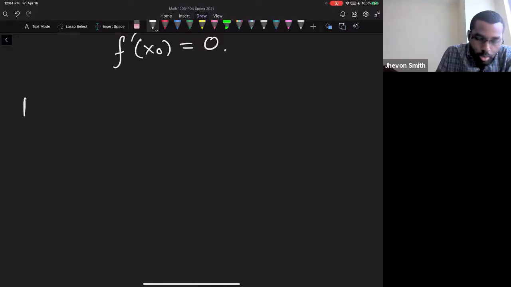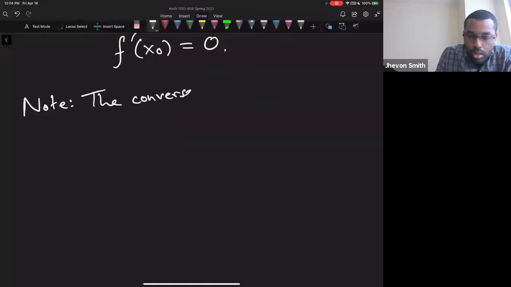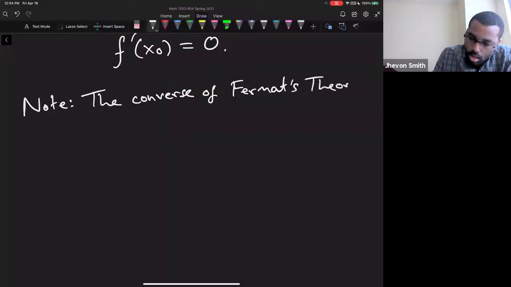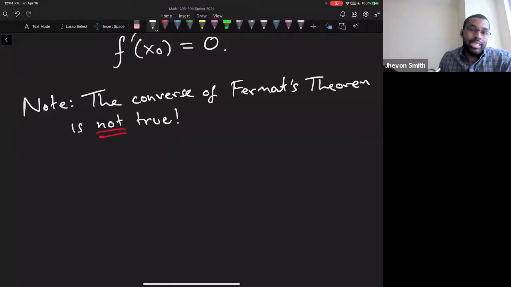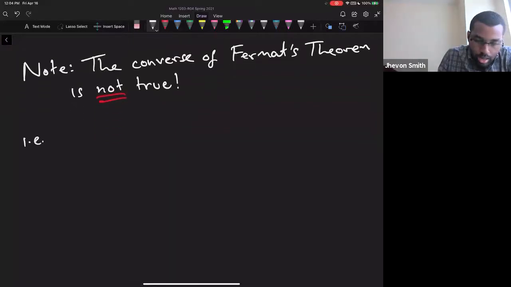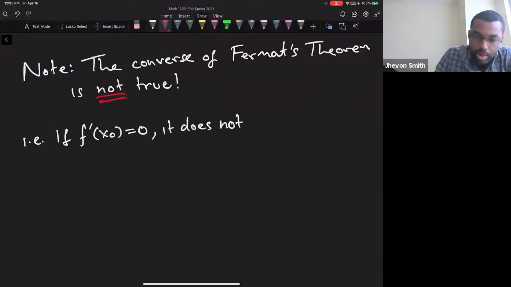But I want you to note, a lot of people would think of it as the other way around when a math statement would have made it very clear that it works the other way around. I want you to note that the converse is not true. Meaning, if you knew the last statement, it does not imply the first statement, i.e., if f prime at x naught equals zero, it does not mean that there's a max or a min there.